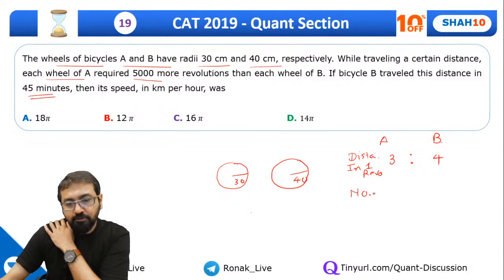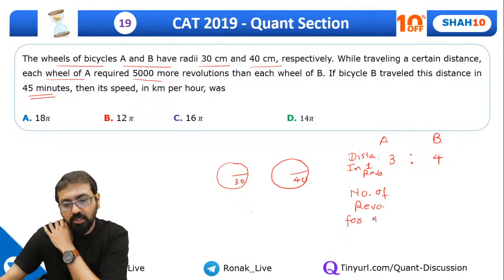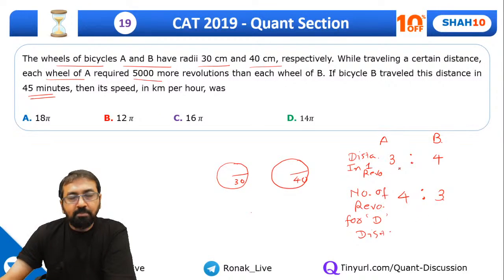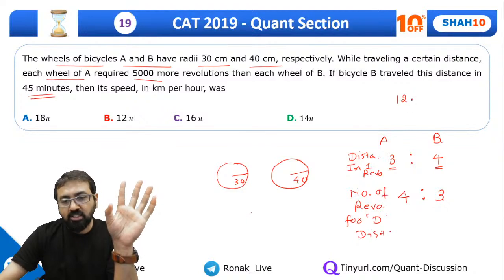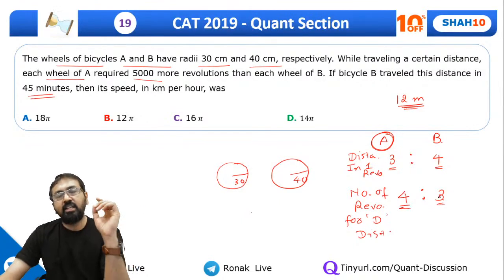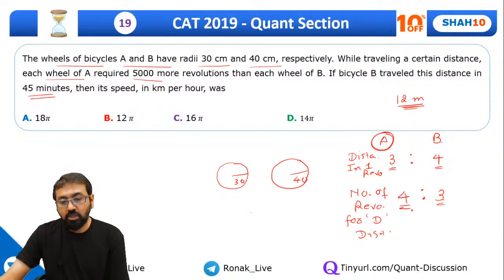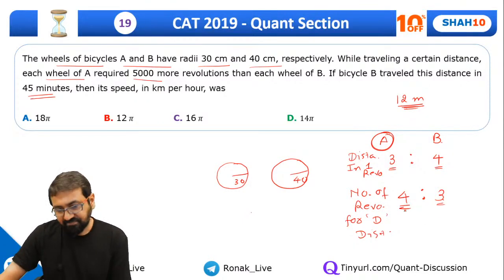So the ratio of number of revolutions for the same distance, can I say it should be 4:3? Everyone, do you agree with this? Please understand, suppose this travels 3 meter distance in one revolution, this travels 4 meter distance in one revolution. So if the total distance is 12 meter, how many revolutions will A take? Can I say it will take 4 revolutions, and for the same distance of 12 meter, it will take 3 revolutions? Yes or no?